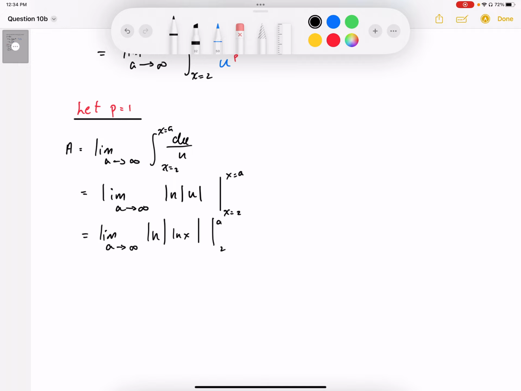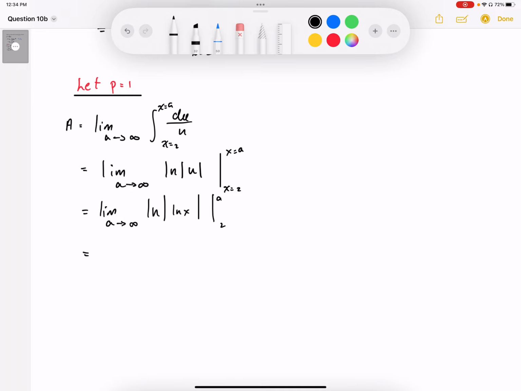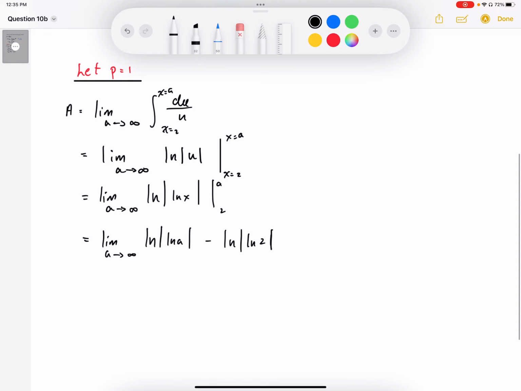Then I'm going to do my substitution first, and then apply my limit. So log of ln a minus log of ln 2. That's my definite integral. I'm going to then replace my a with infinity: log of log infinity minus log of log 2.